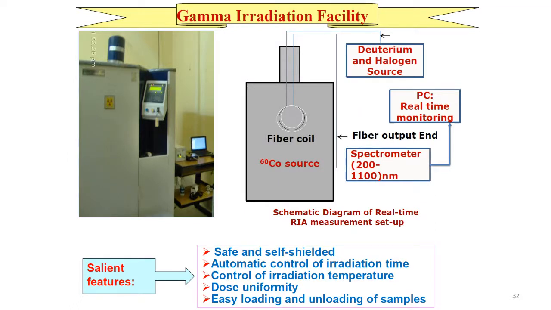As I said, it looks very simple that I have just pulled out two wires, but believe me, it's not a trivial task to derive online signals in situ from any radiation-based experiment. So this gamma ray facility has a very uniform dose. You can control the temperature. You can also do online monitoring.